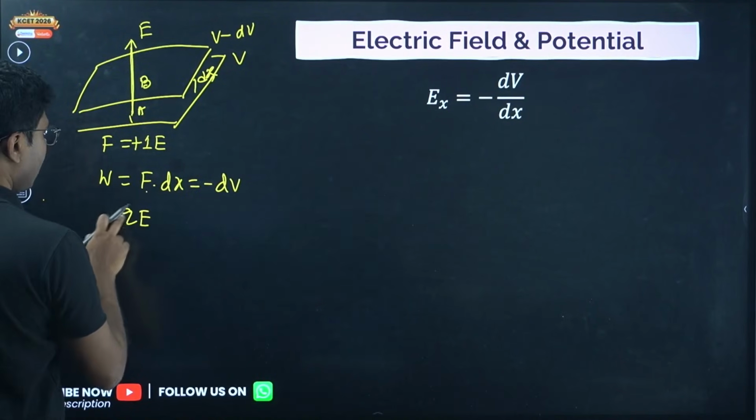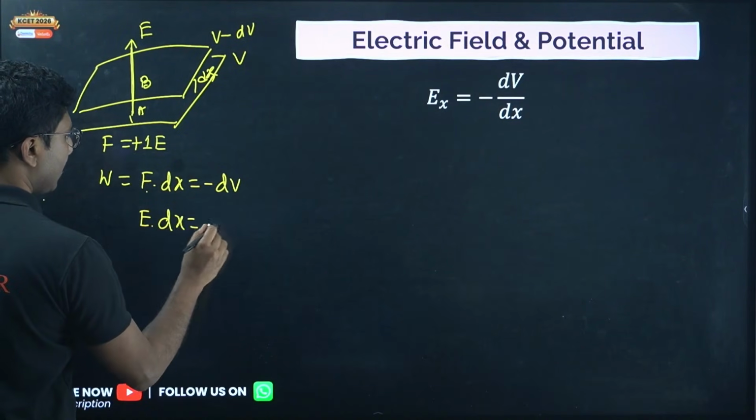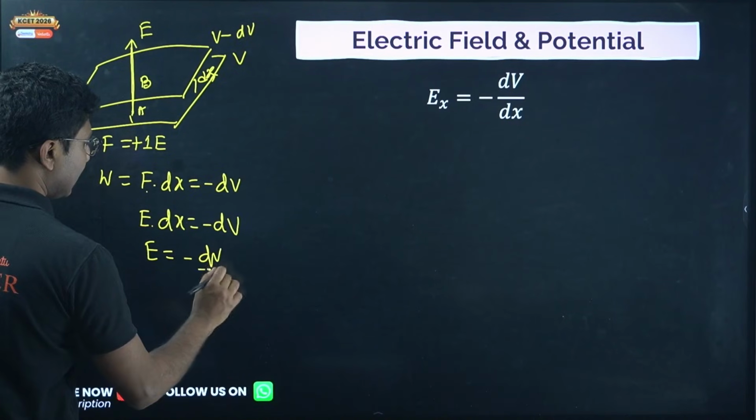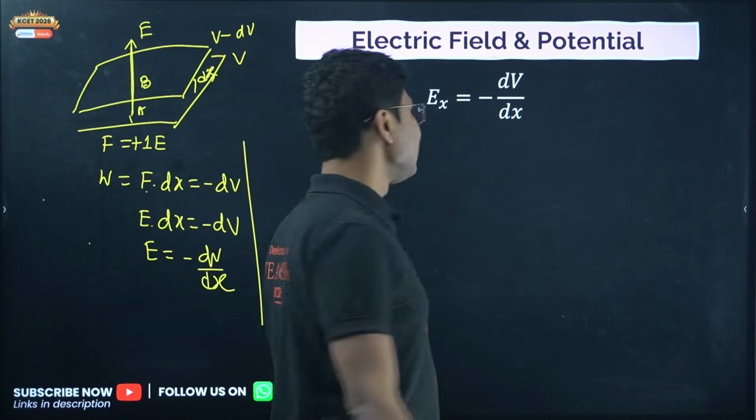Okay, so Q is not there, so E into dx equals minus dV. So E will be equal to minus dV by dx. Easy derivation, practice two-three times. I have done it in detail in our Brahmastra series.